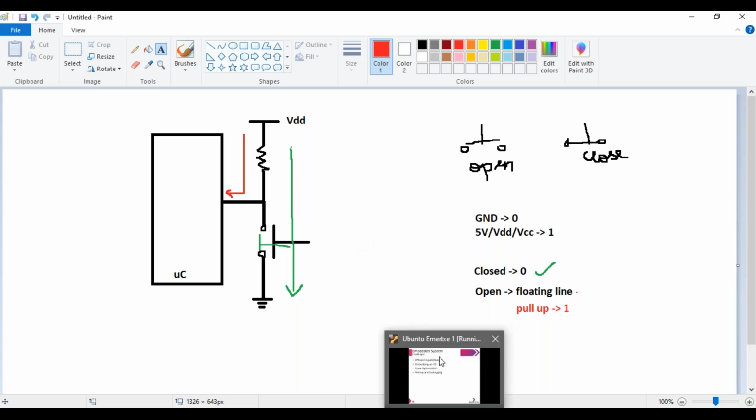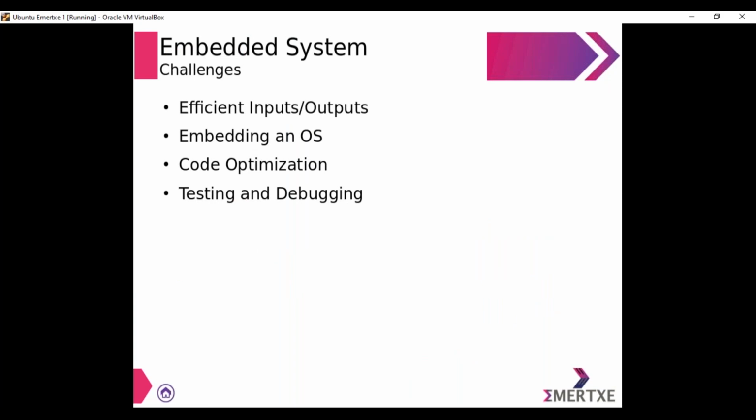So it is always a challenge to get an efficient output for the input you are providing. Now the second challenge you are going to face while designing an embedded system is embedding an operating system itself. It is always a challenge to have an operating system installed in any of the embedded systems you are designing. That is because sometimes you may pick up an operating system which is already available, and sometimes you may try designing your own operating system.